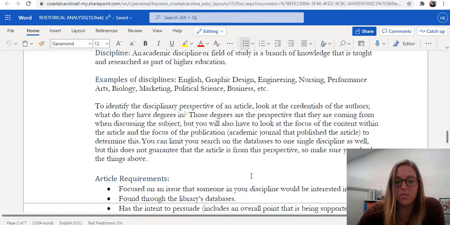Your article that you choose has to be written from the perspective of your academic discipline. To figure out what perspective your article is written from, you're going to look at the author's credentials. If those are not listed on the article, you can just Google them. Also look at the content of the article. What's it about? Does the issue that it's discussing fall within your discipline?